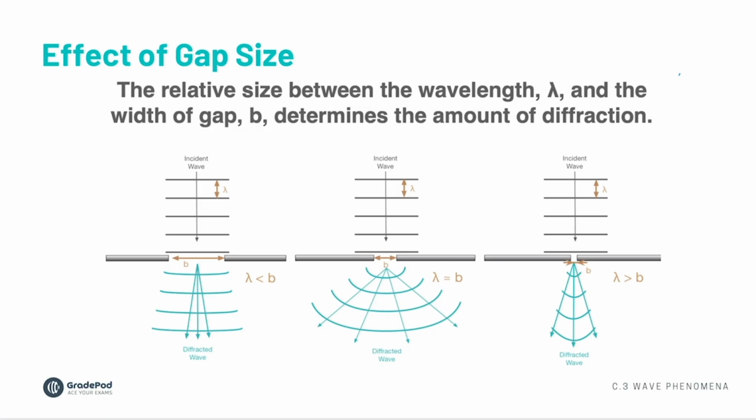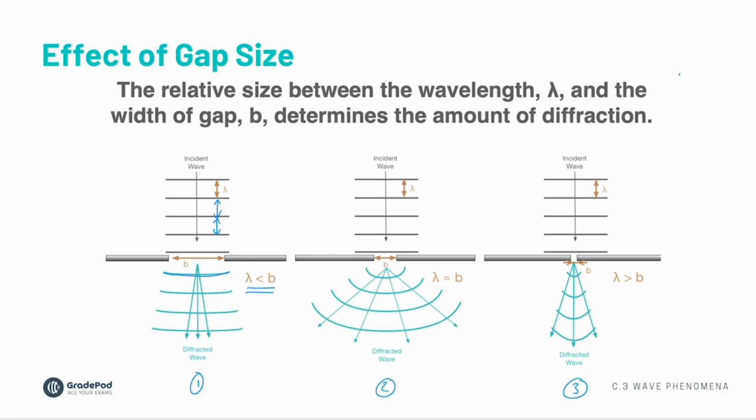And you can see we've got 3 situations here. Let's label them 1, 2, and 3. Situation 1 is where we have a relatively large gap in comparison to the wavelength. In fact, you can see that the gap size is larger than the wavelength of the wave. And the wavelength, of course, is the distance between each wavefront. When that happens, the wave doesn't diffract very much at all. You can see there's very little curvature.